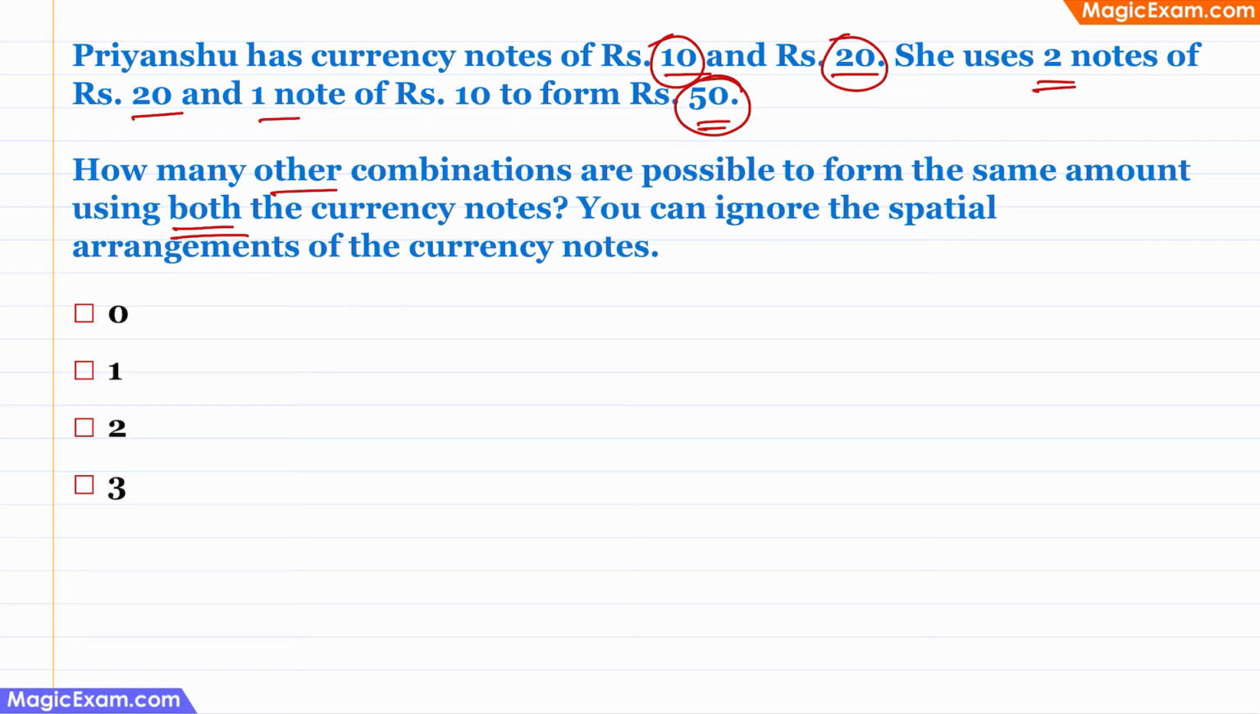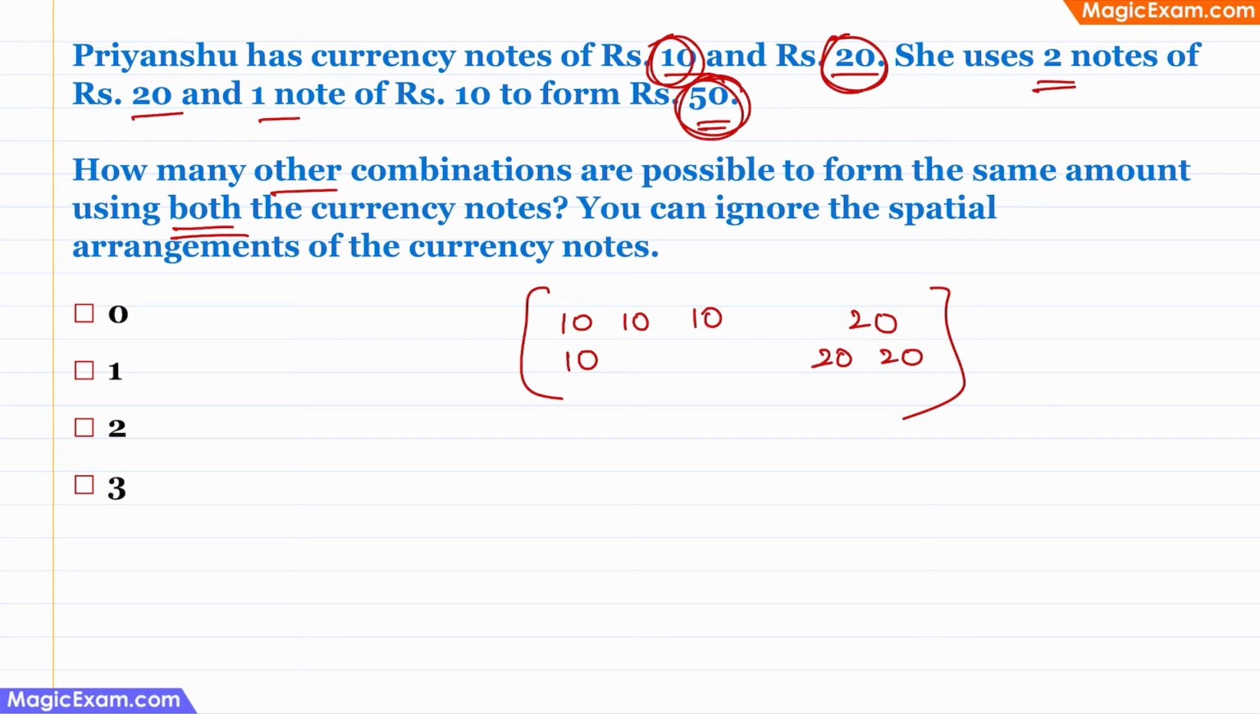So if we were to try to make 50 rupees using both these notes, it can be 10 plus 10 plus 10 and 20. And if we look at the other options, it can be 10 and 20 and 20. You can try any other combination, but you will not be able to form 50 if you have to use both 10 rupee and 20 rupee notes. So these are the only 2 combinations which are possible.